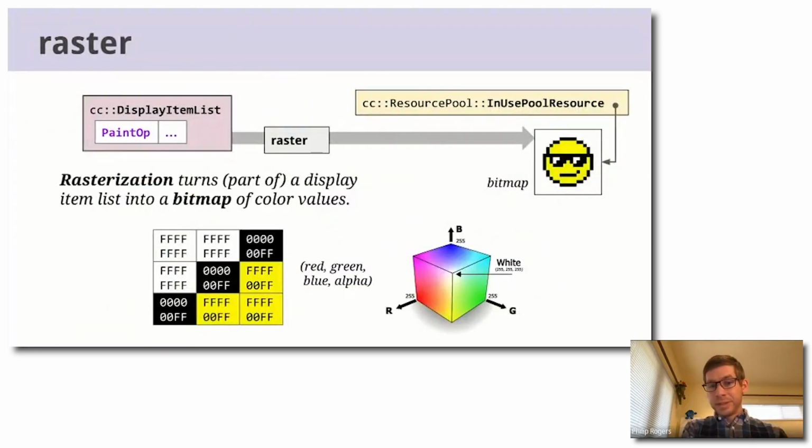From these paint operations, we then raster them. Raster is the process of turning paint operations into a bitmap of pixels. Now these pixels are still in memory. They're not actually physically on the screen yet. We're going to get there really soon. So a bitmap of pixels is like a matrix where each value in the matrix is an actual color. For example, red or green or blue or something like that.